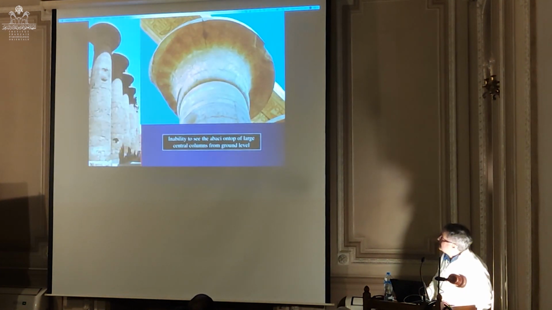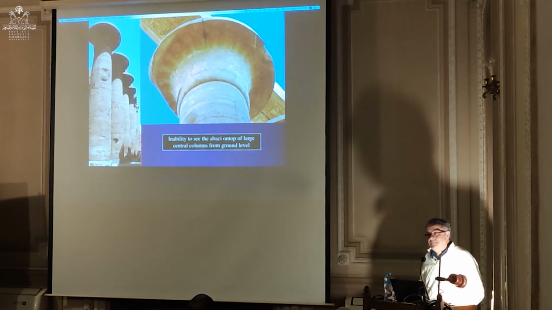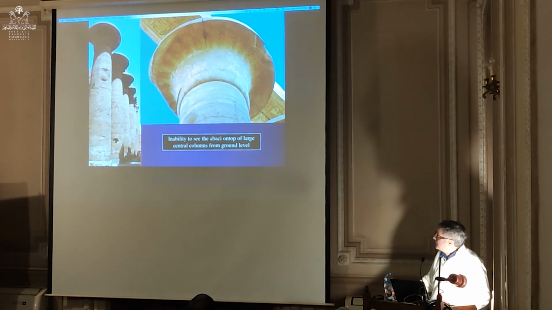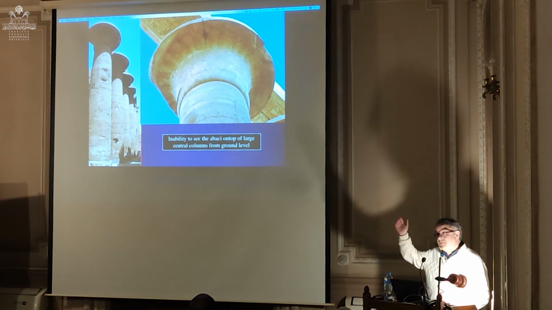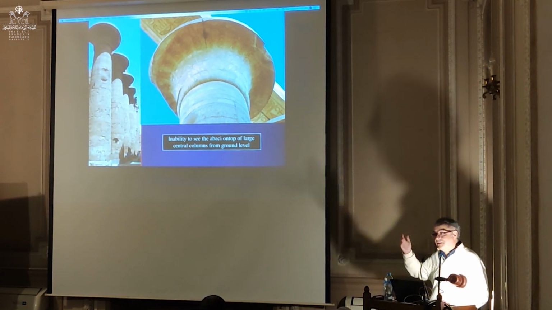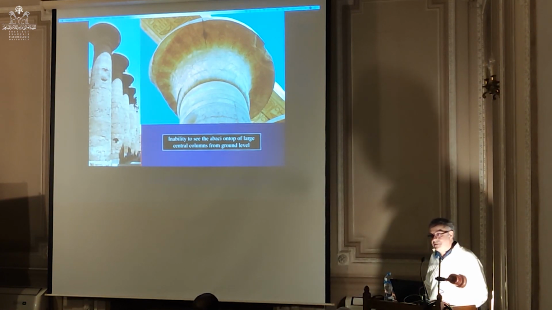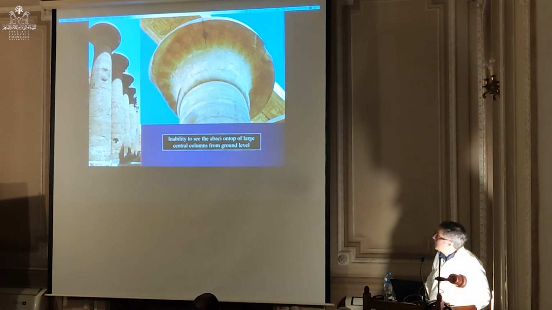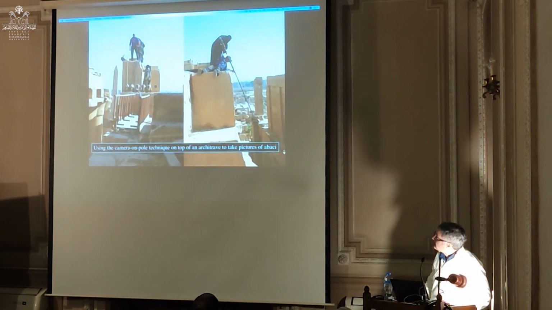The problem with this system, again, was the inability to take shots from the ground, or even with the scaffolding for that matter, because here you have abaci that are on top of 20-meter high columns. So we tried to look for a solution to take pictures of the abaci on top that were very interesting, because they are from Seti I, but there is also some recarving from Ramses II on top on these abaci.